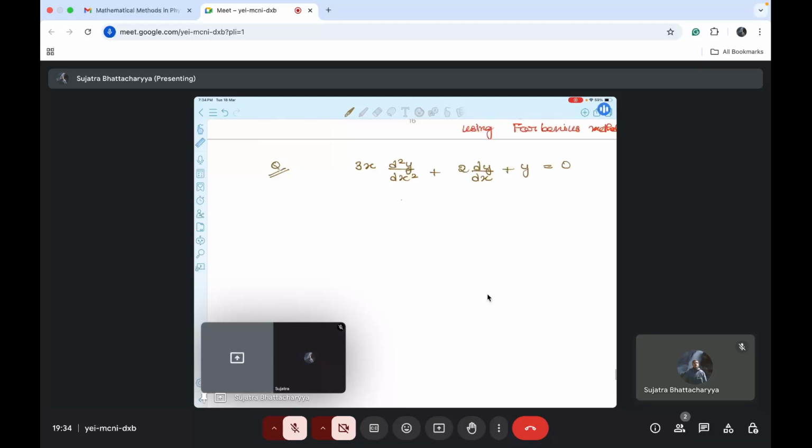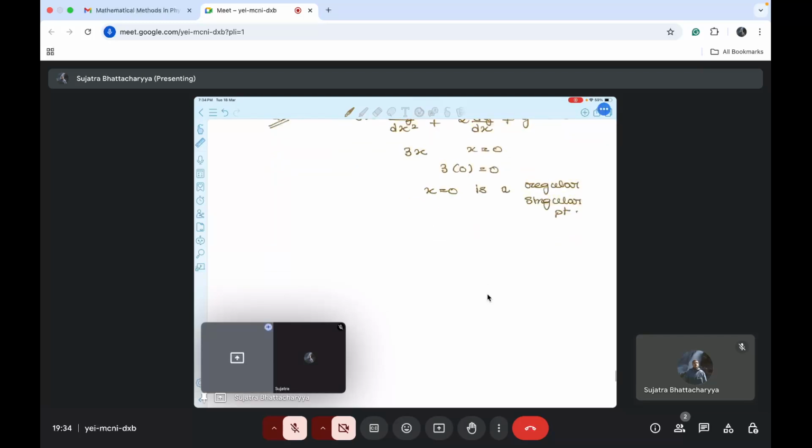So check for the regular singular point, whether x is equal to 0 is one or not. So you have 3x. So put x is equal to 0. So 3 into 0 is 0. Therefore, x is equal to 0 is a regular singular point. That means the Frobenius method can be applied.